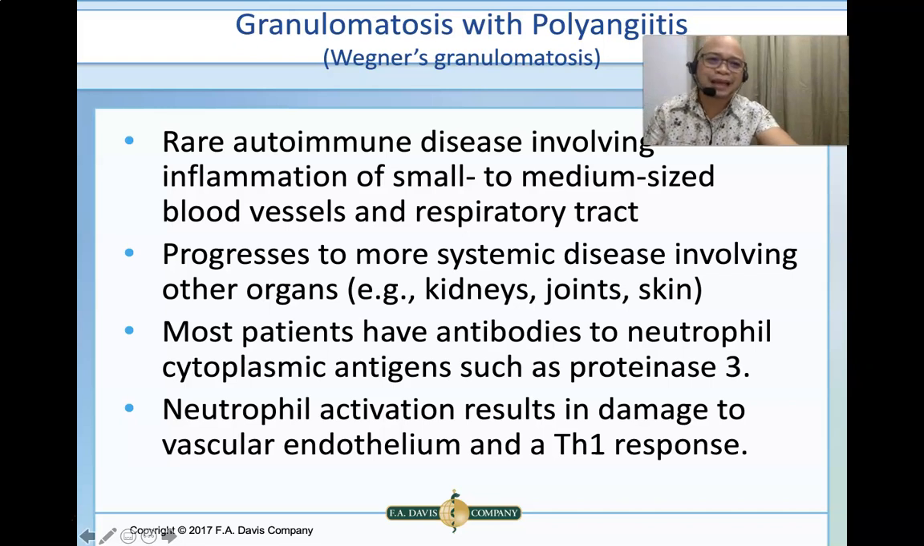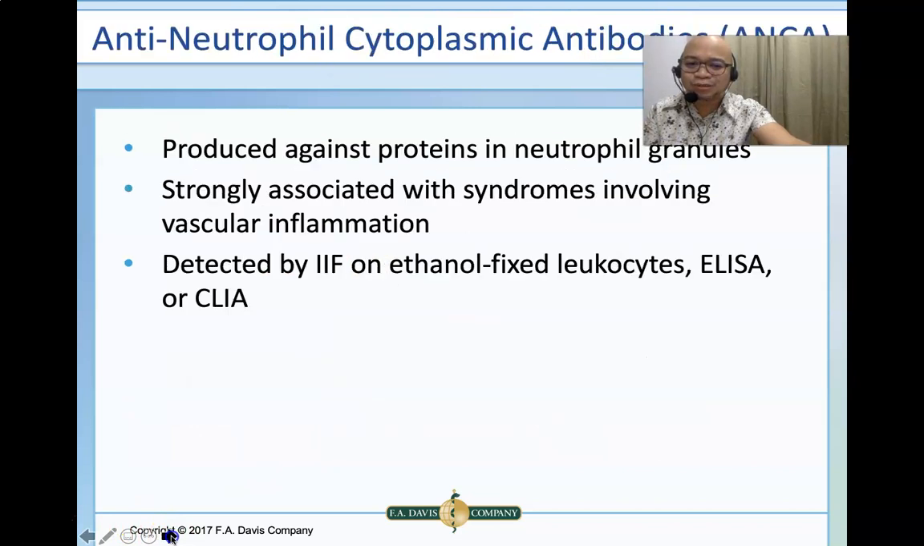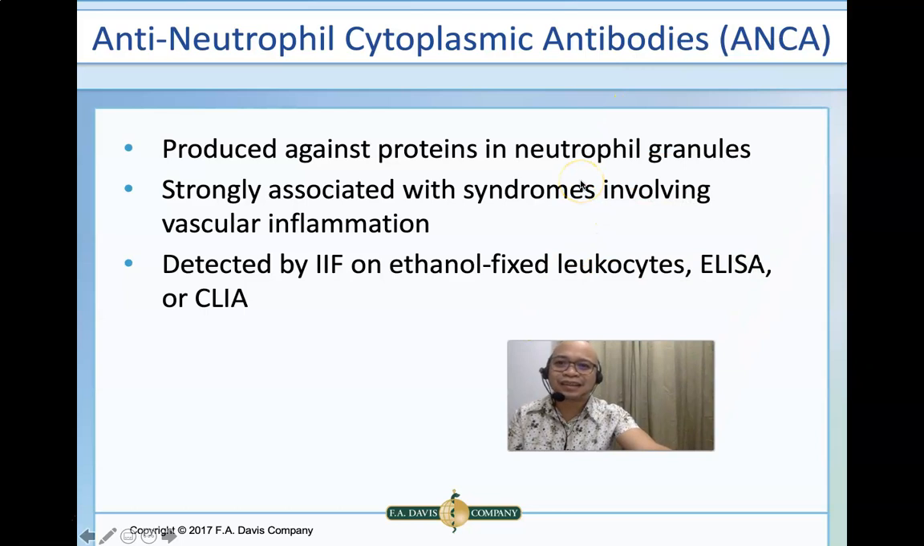Eventually, this particular type of autoimmune disease will progress to more systemic disease that may involve other organs such as kidneys, joints, and skin. Most patients have antibodies to neutrophil cytoplasmic antigens such as proteinase 3. So, anti-proteinase 3. So, neutrophil activation results in damage to vascular endothelium and a Th1 response. Okay? Therefore, ANCA or the anti-neutrophil cytoplasmic antibodies may be useful. These are antibodies that we usually produce against proteins in neutrophil granules.